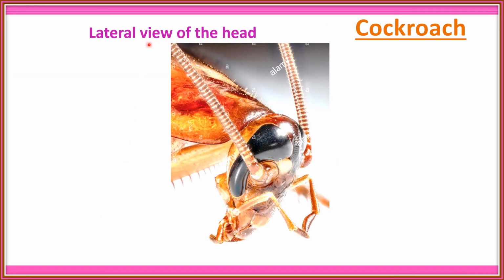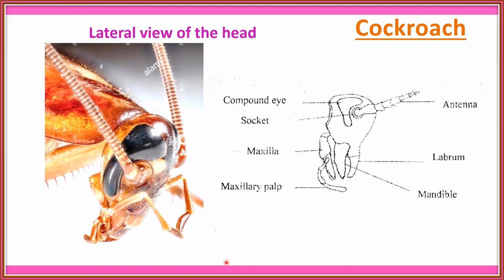We want to look at the lateral view. Lateral view is when you are seeing from the side. And when we are seeing it from the sides, we are able to see the compound eyes. We can see the sockets. We can see the maxilla. We can see the maxillary palps. We can see the mandibles, the labrum, and the antenna. So you will look at it and you see that you can see the antennae.